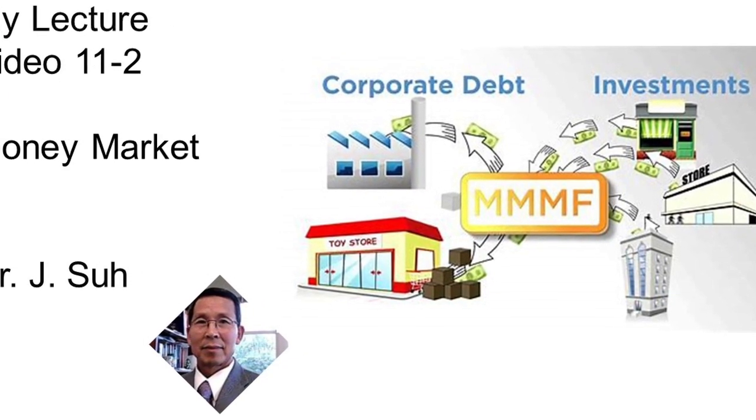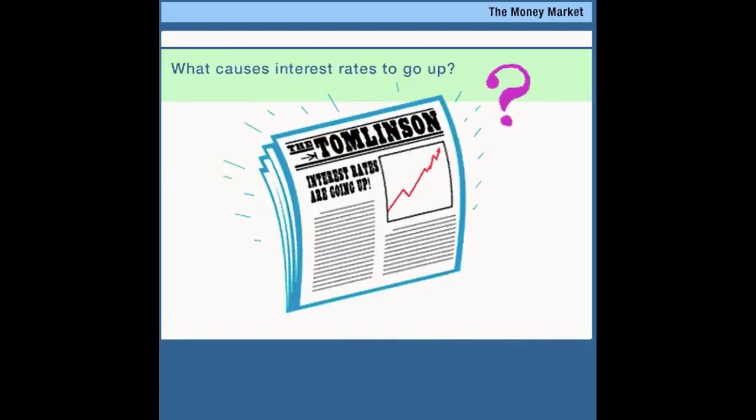You read in the newspaper about interest rates going up and down, and you might ask, what causes that? What changes in the economic environment show up as increasing interest rates or falling interest rates, and what does that mean? Interest rates represent the price of money, and therefore are determined in the market for money.